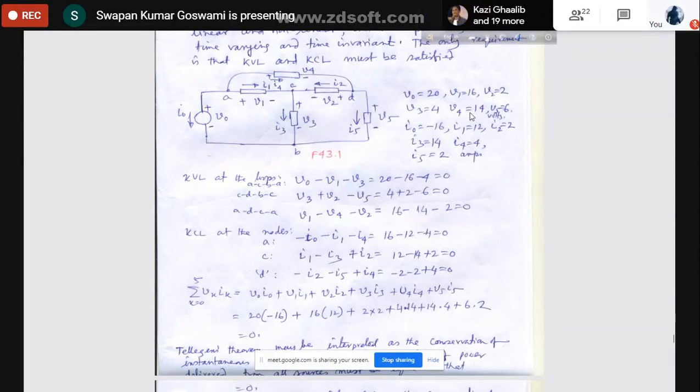V4 is given to be 14 volt and I4 is also given. Here it is 4. V2 is 2 volt, with this terminal positive and this negative, and I2 is also given, it is 2 ampere. I3 is 14. This is I3, 14. And what is V3?